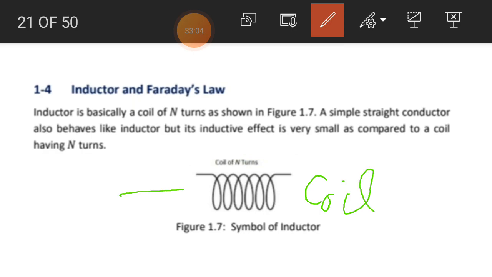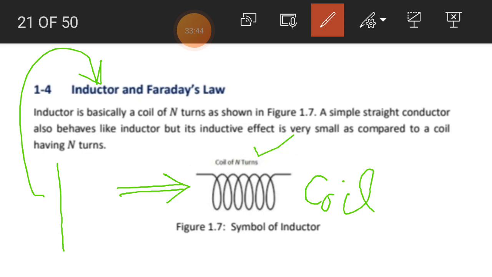And you know that a coil is made of a conductor. So how do we make an inductor? If you guys want to make an inductor, you guys need to have a conductor. Even a simple straight conductor behaves like inductor as well. But the inductance of this simple straight conductor will be less than the inductance of the coil, because coil has n number of turns.